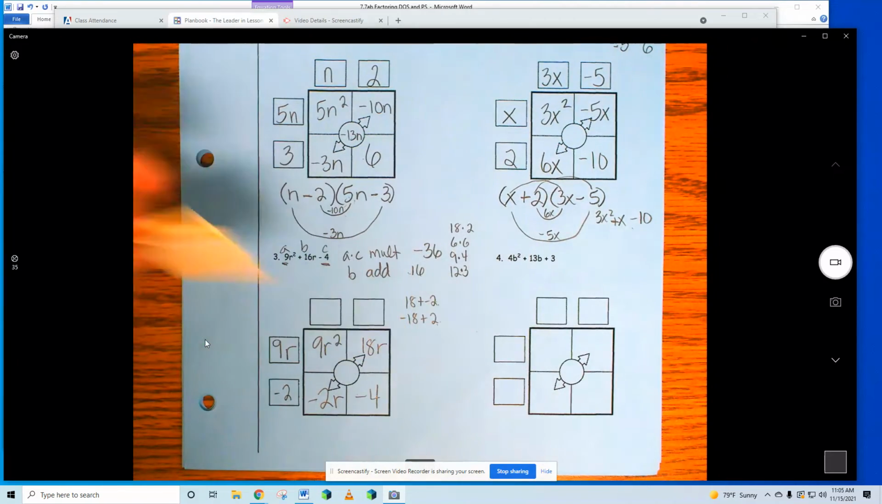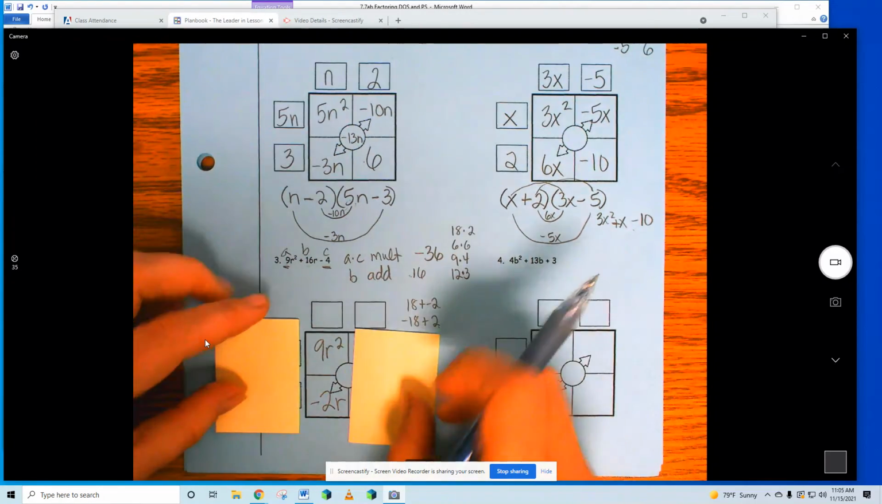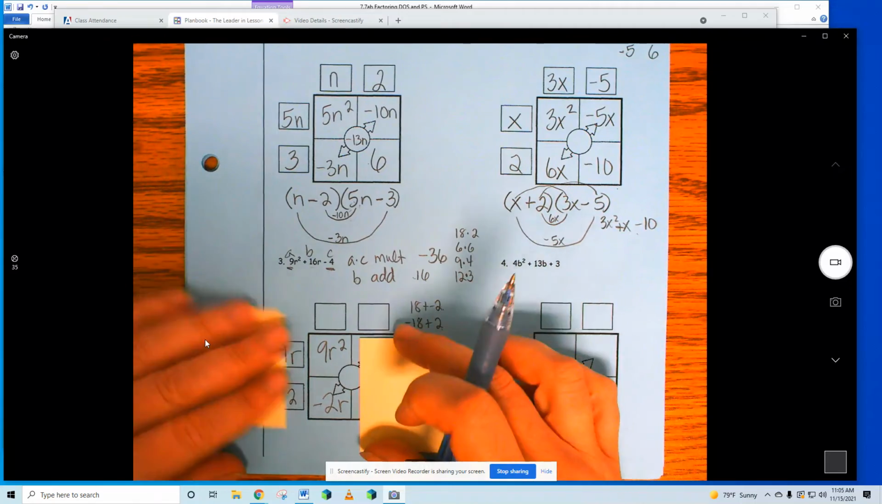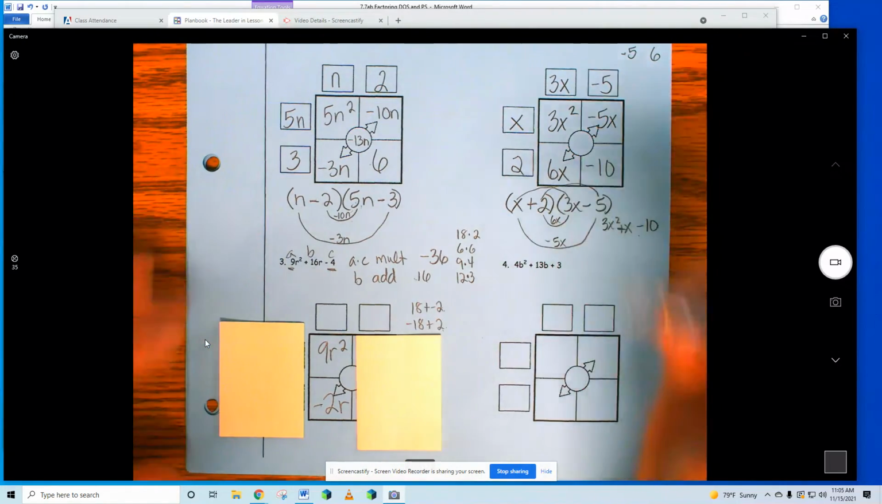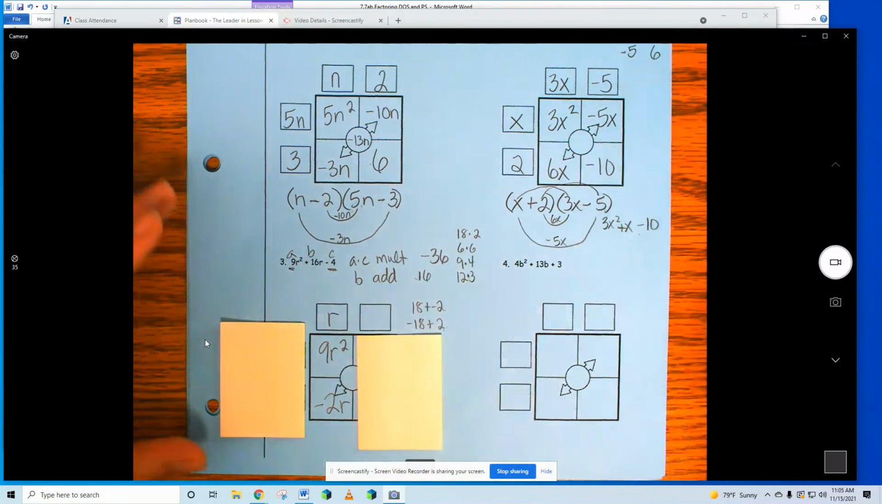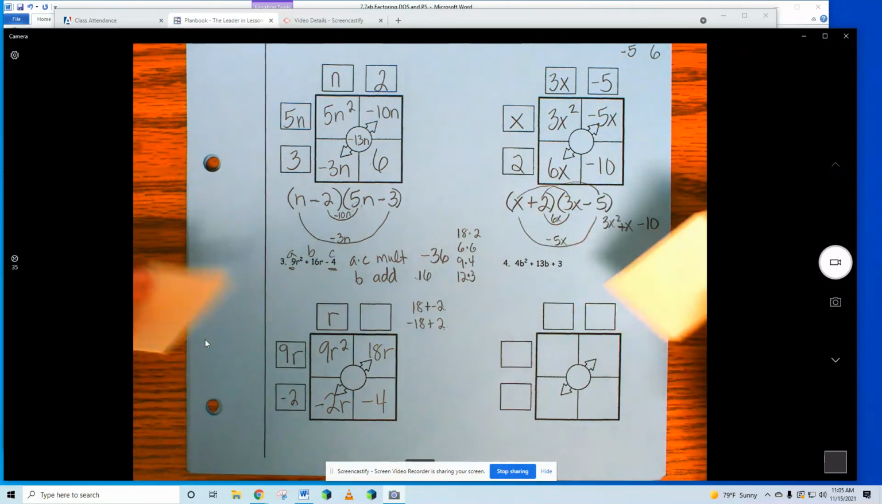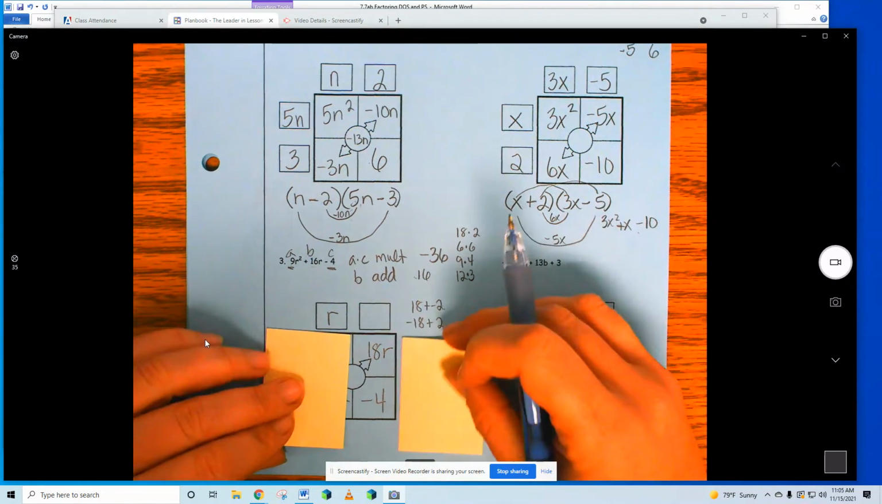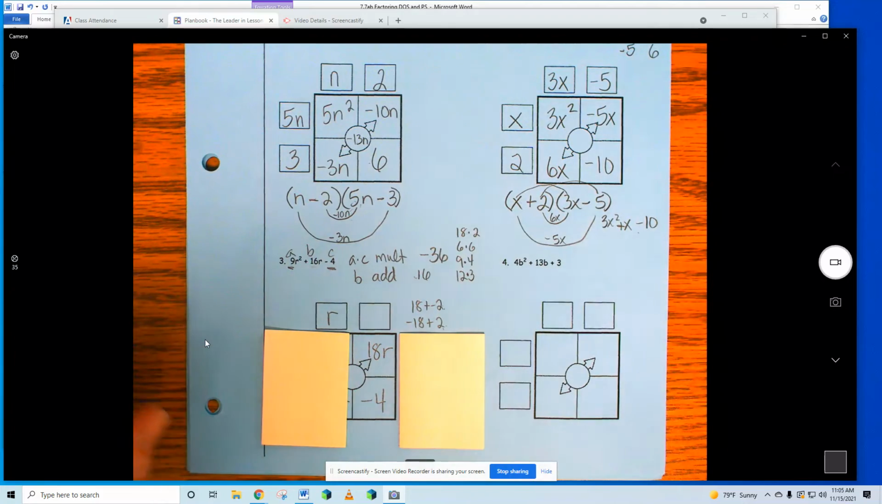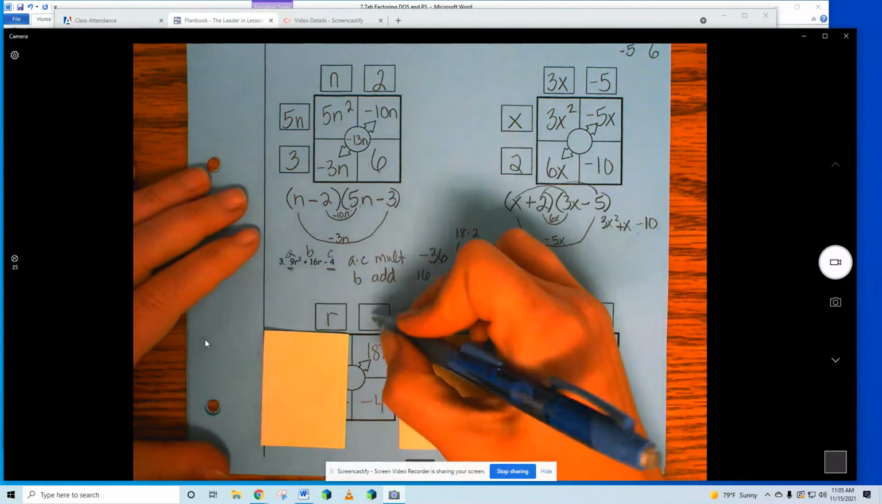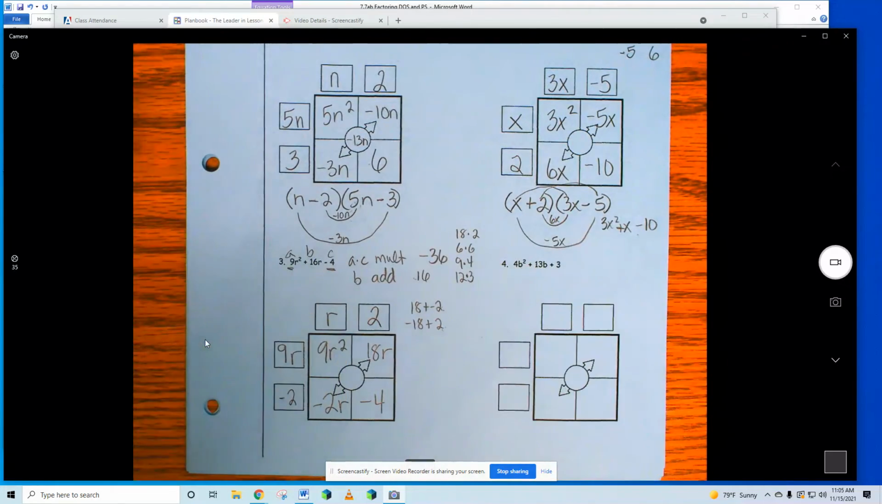Okay, good. How about right here? The 9r squared and the 2r. Just r? R like a pirate? What about 18 and 4? Just 2. Yes, you're right.